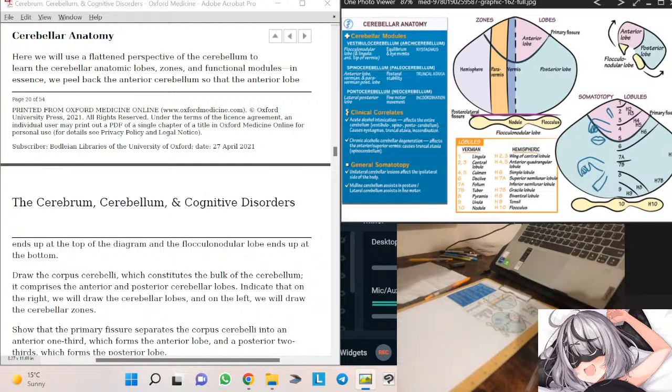Draw the corpus cerebelli, which constitutes the bulk of the cerebellum. It comprises the anterior and posterior cerebellar lobes. Indicate that on the right we will draw the cerebellar lobes, and on the left we will draw the cerebellar zones. Show that the primary fissure separates the corpus cerebelli into an anterior one-third, which forms the anterior lobe, and a posterior two-thirds, which forms the posterior lobe.